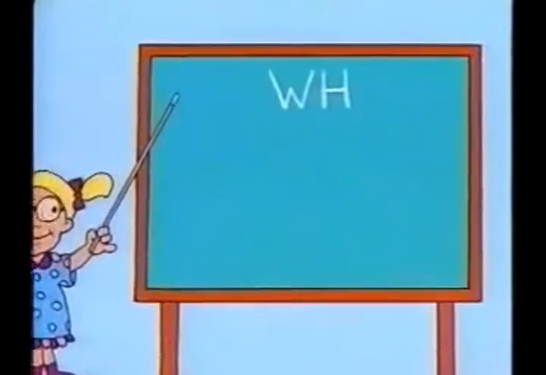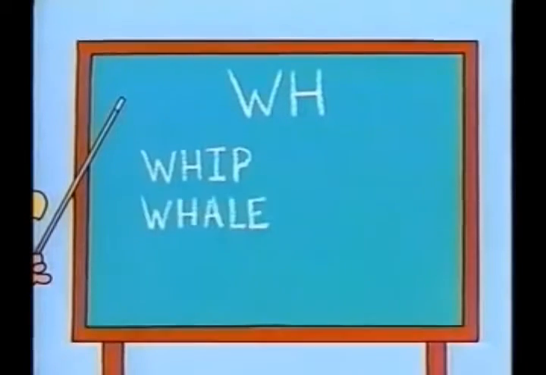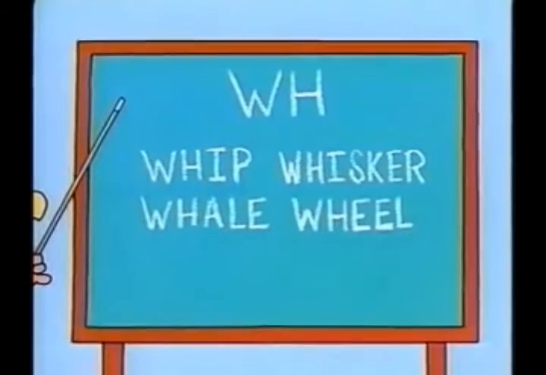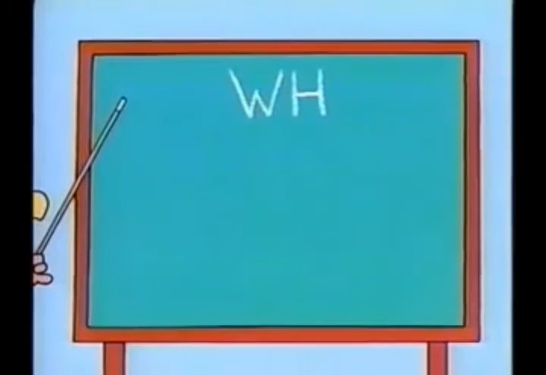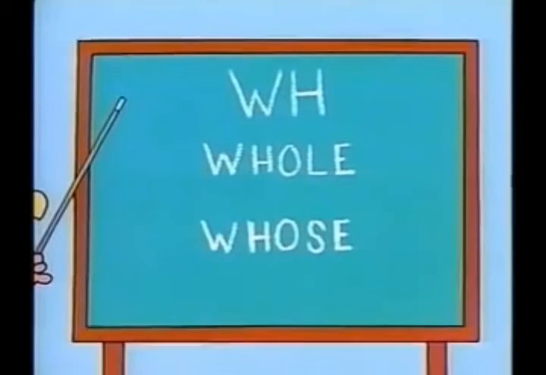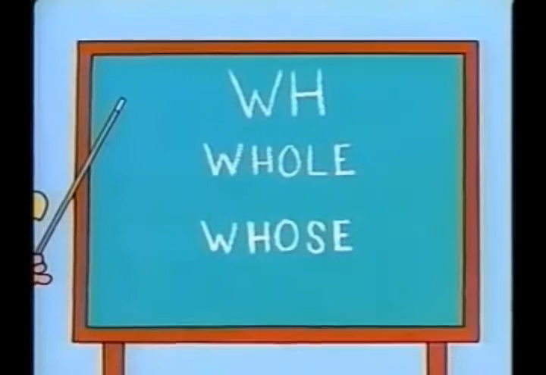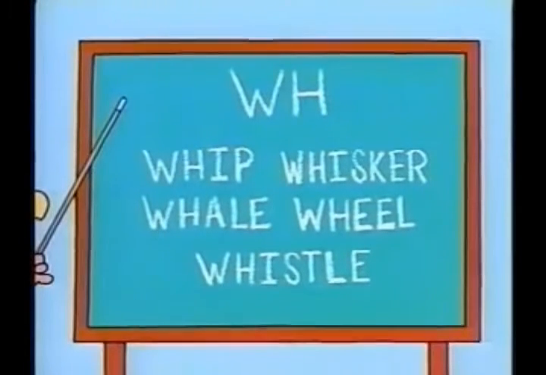And the consonants W and H make a W sound in words like whip, whale, whisker, wheel, and whistle. But in a few words, the W is silent, and only the H sound is heard, like in the words whole and whose. These are exceptions to the rule. In most words, W and H combine to make the W sound.